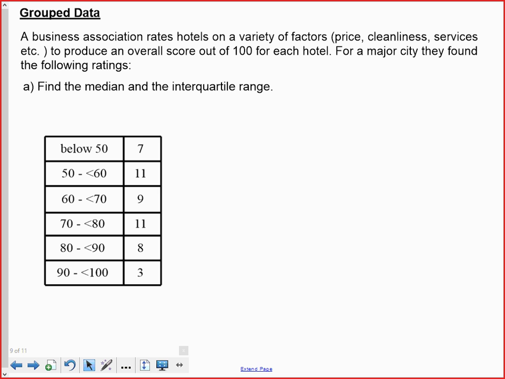So in this question, we want to take a look at what you do if you want to calculate quartiles or percentiles for a set of data, but the data has already been grouped together in a frequency distribution table. So here's the question we're looking at.